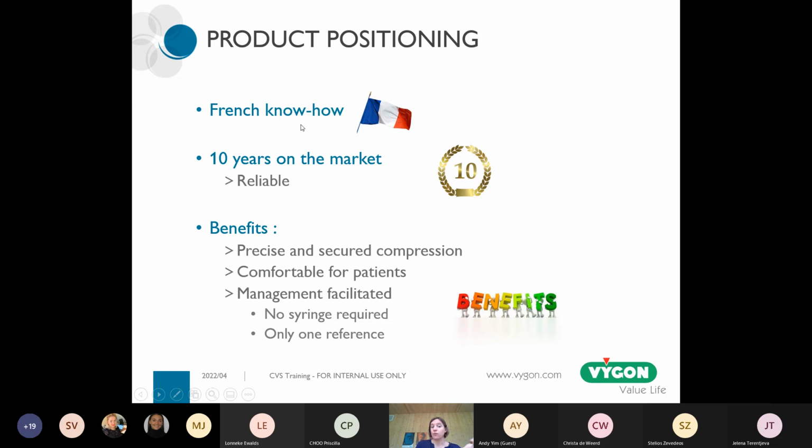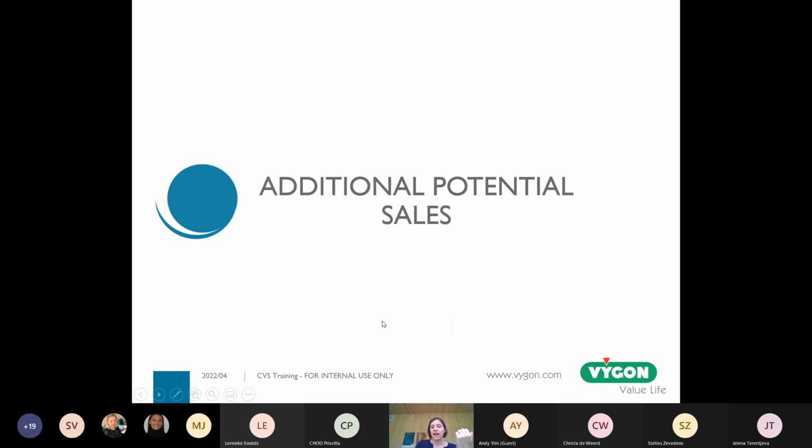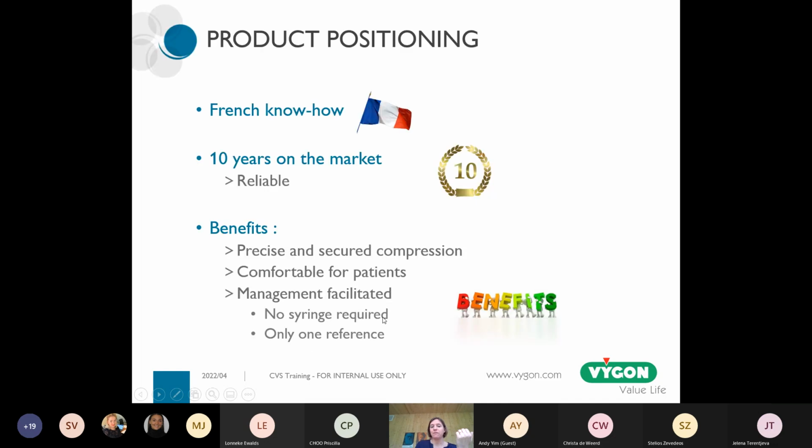So to finish, the SIL1 is French. It has been on the market for 10 years, so it is reliable. The compression is precise and secure. It is comfortable, and the management is facilitated because no syringe is required and there is only one reference. I have finished with SIL1.